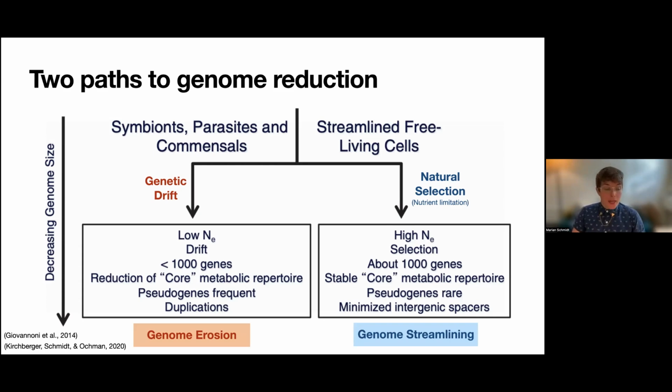These two pathways, as we've discussed in a previous paper, are related to genome erosion when drift is really strong, or genome streamlining when natural selection is tinkering genomes to be tiny. Streamlined free-living cells have been found all over the world in aquatic ecosystems, and abundant marine bacterial plankton have been the textbook example of this.